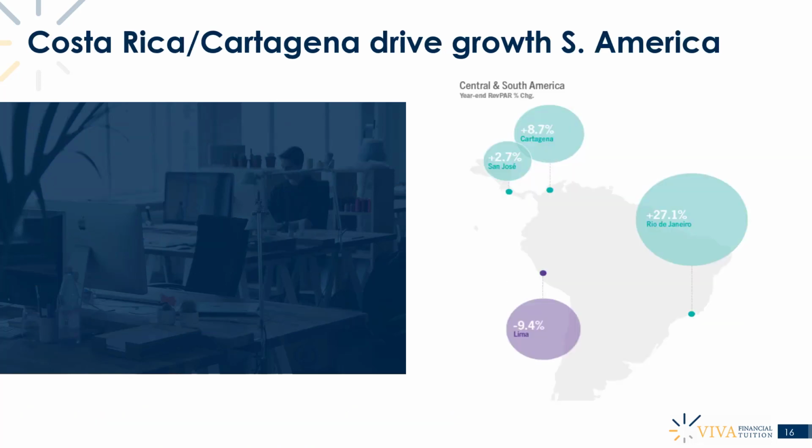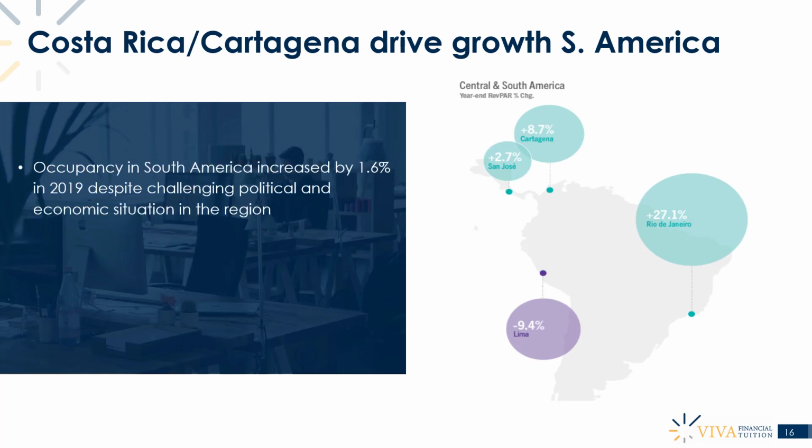Then we have South America. Costa Rica and Cartagena are driving growth in South America. Occupancy in South America increased by 1.6% in 2019, despite challenging political and economic situations in the region. With South America, you do still have considerable amounts of political unease and unrest in various parts of this particular area. ADR decreased by 6.3% due to currency fluctuations, so a lot of volatility in currencies in that particular region.